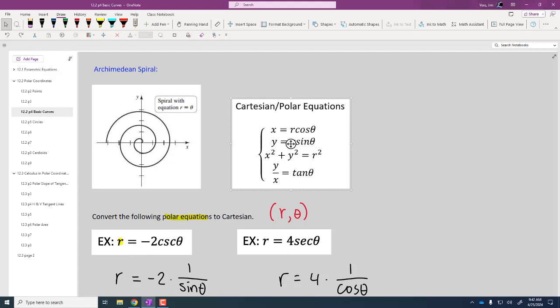Let's see. Are you not going to let me right click? Double click? No? Yeah, it doesn't matter.